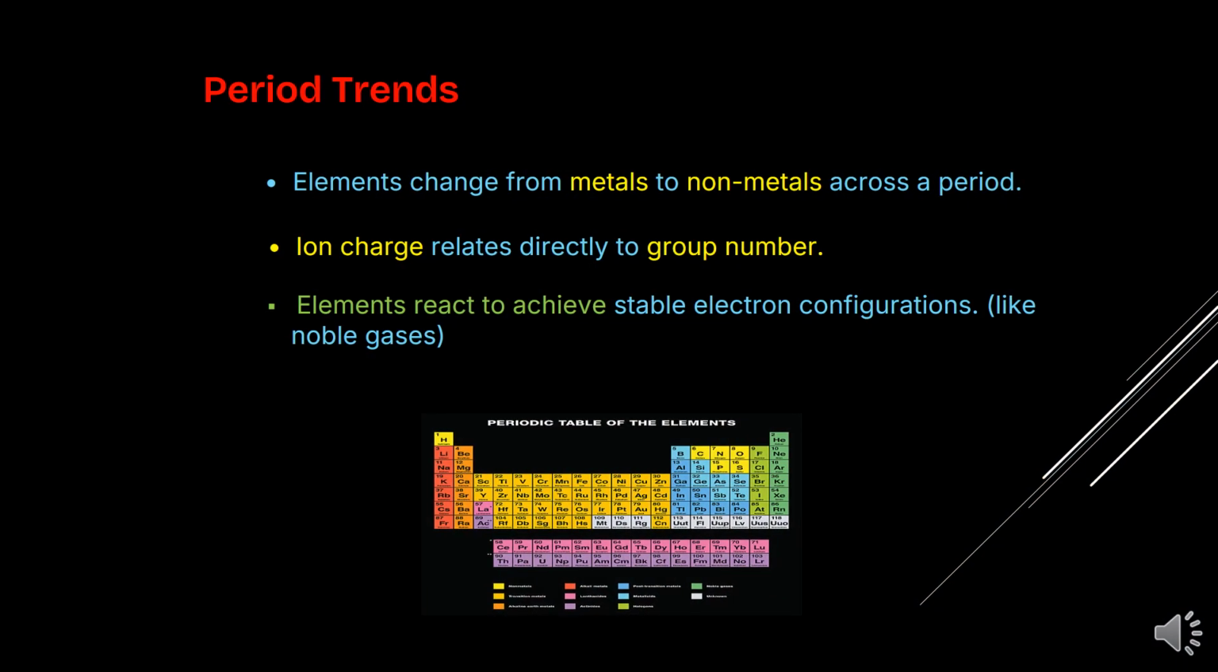Trends along the period. Elements change from metals to non-metals across a period. It's a very important change, as slowly and gradually the tendency of losing electron converts into the tendency of gaining electrons. Electropositivity converts into electronegativity. Metals convert into non-metals. Secondly, ion charge is directly related to the group number. Why elements react? Elements react to achieve stable electronic configuration like noble gases.